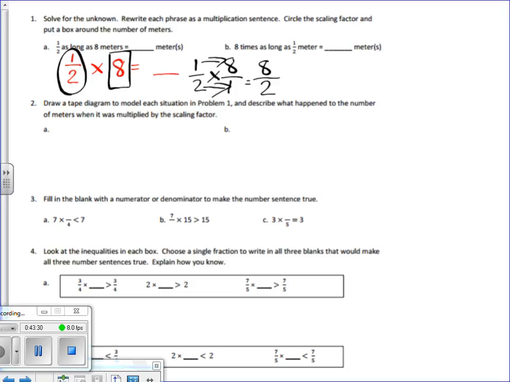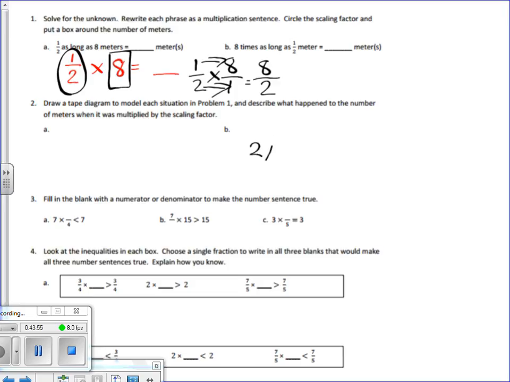Can I simplify it any more? No, because I'm not multiplying anymore. This is improper. So then I divide. I'm going to have to erase this when I'm done. Then I divide because this is fractions. Fractions are division. This is improper.